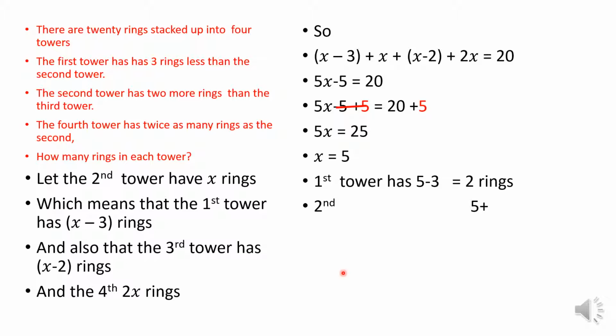And for the third tower, that's going to have 2 rings less than in tower 2. So for tower 3, we're going to have 3 rings, because 5 minus 2 will give us 3, which means that in tower 4, we're going to have 10 rings. And if you add 2 to 5, which is 7, 7 plus 3 will give you 10, and 10 plus 10 will give you 20. So we now have 20 rings. So that is our solution. Tower 1, 2 rings, tower 2, 5 rings, tower 3, 3 rings, and tower 4, 10 rings. If you add all those up, you get 20 rings.